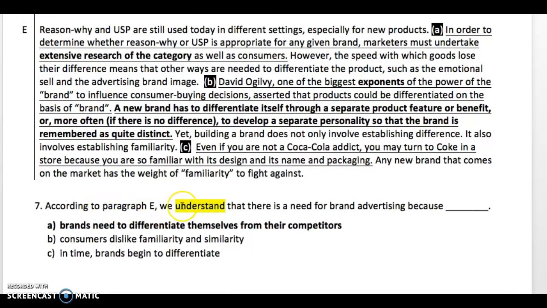All right, number 7 is a question that asks whether we understand the paragraph or not. I mean, some part of the paragraph maybe, or the whole paragraph. There is a need for brand advertising because, well, you can see that this information is given here. Advertising is needed because a new brand has to differentiate itself. So, as you see, this is the answer.